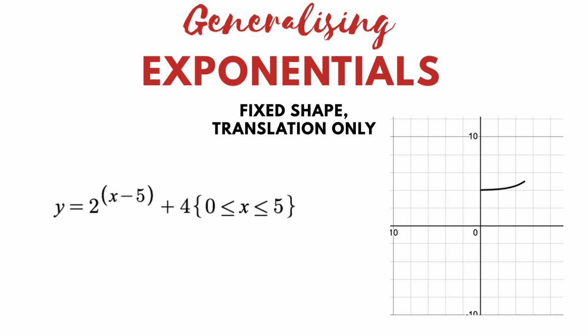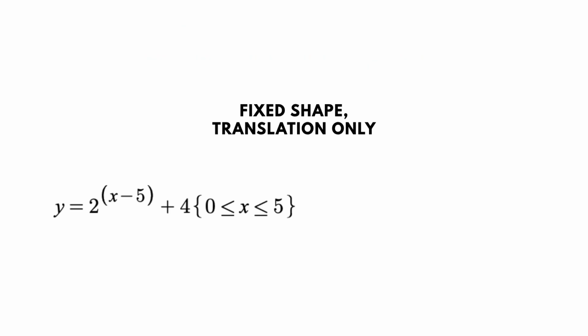So here we've been given a graph, which is y is equal to 2 to the power of x minus 5 plus 4, and the domain is that x is greater than or equal to 0 and x is less than or equal to 5. And we can see that we just want to translate this shape, which is move this shape around. So using our knowledge of a and b, which is a part of the general formula, we're going to try and move this graph around.